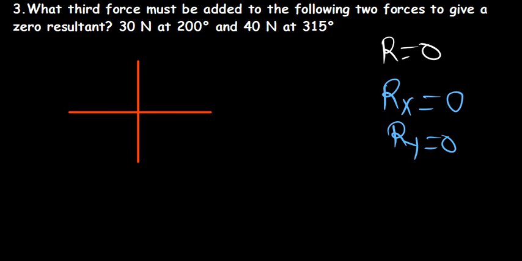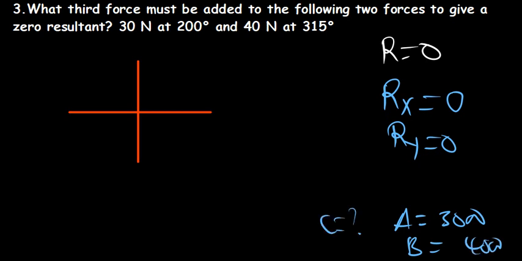Now the next thing is to put in the vectors which have been given. So allow me to denote vector A to be equal to 30 Newton, vector B to be equal to 40 Newton, and vector C is the one we're trying to find. Now vector A has got 200 degrees, which is in the third quadrant, meaning that from this point to that point is 200 degrees. I'll put it there. I'll call this vector A, equal to 30 newtons.